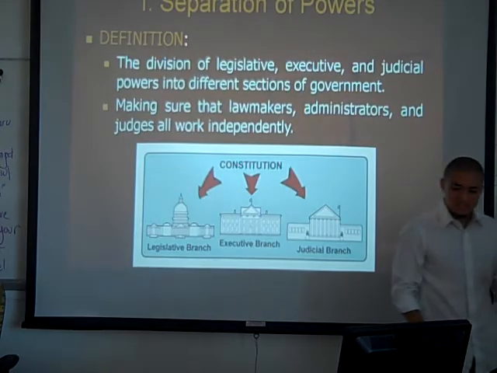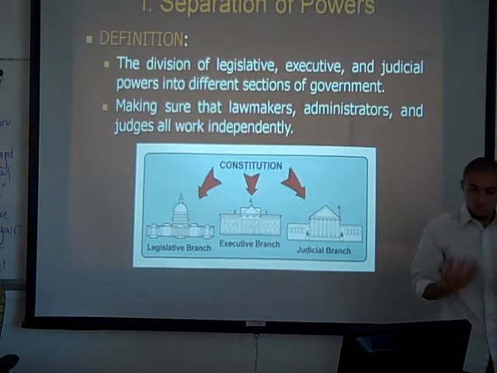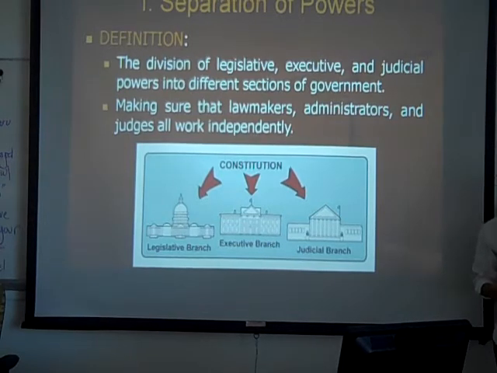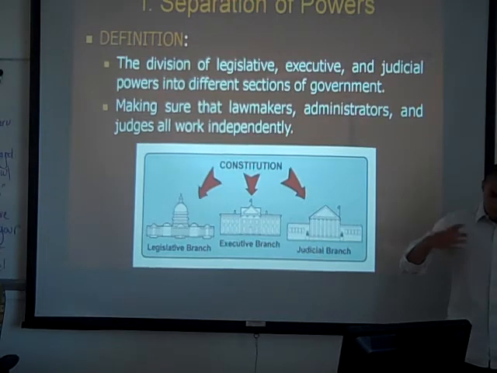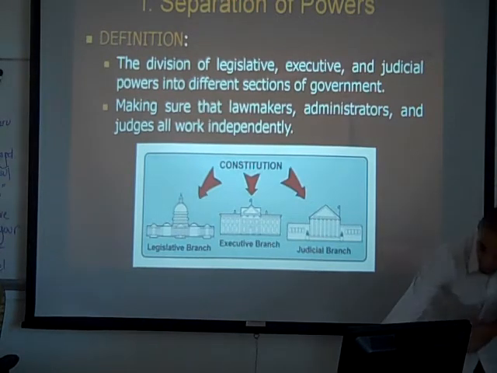And the first principle is separation of powers. So, the definition is fairly clear to most of you at this point. It's basically just the division of legislative, executive, and judicial powers into these different sections of government. It's a way of ensuring that these different roles of government operate independently.